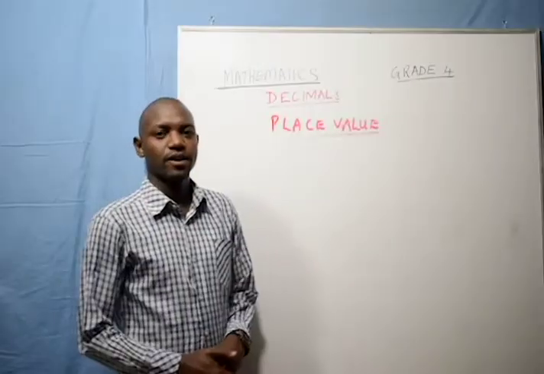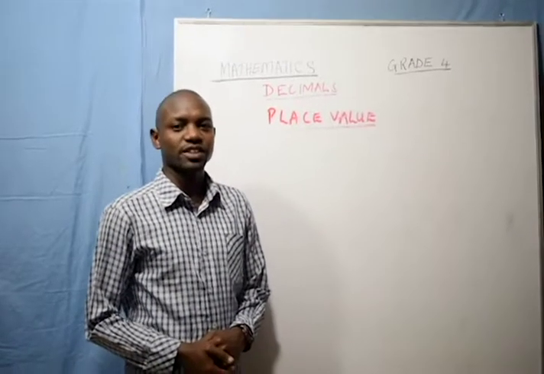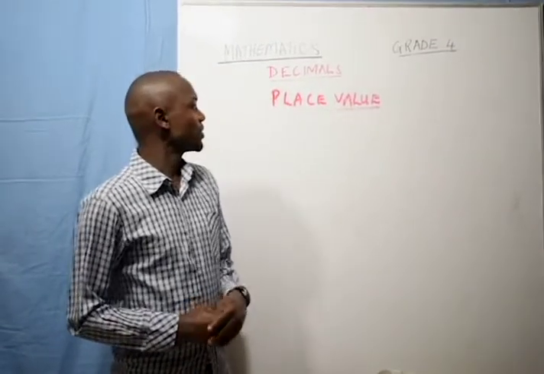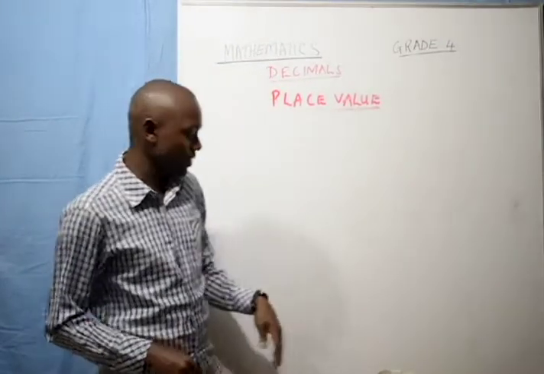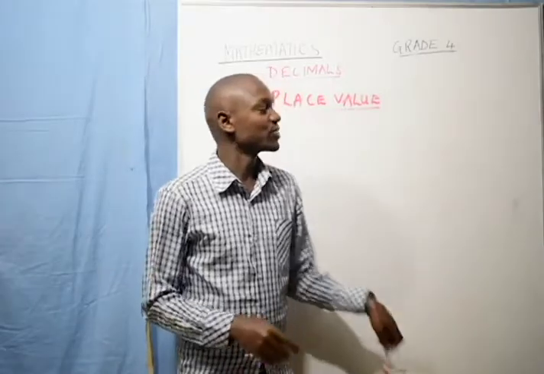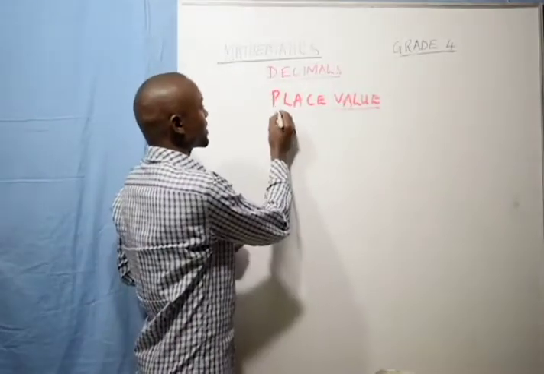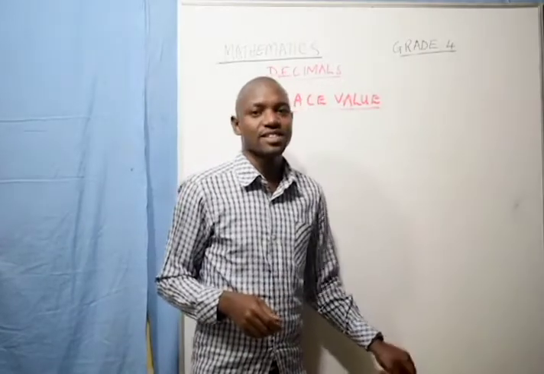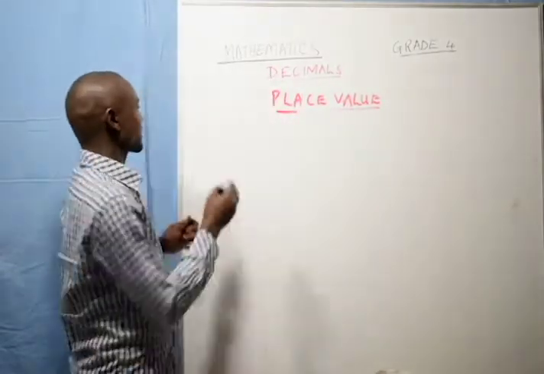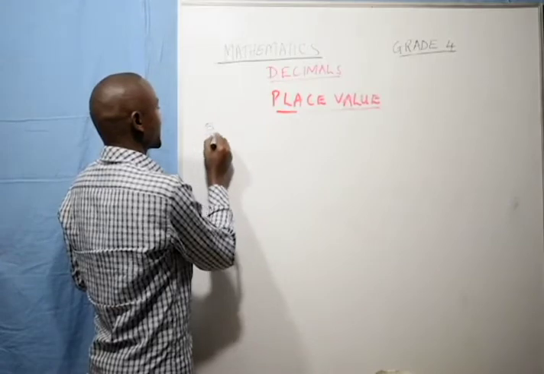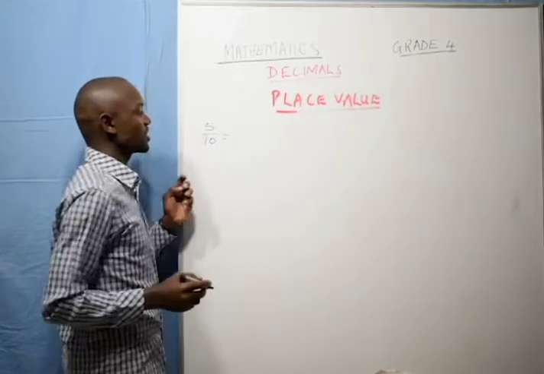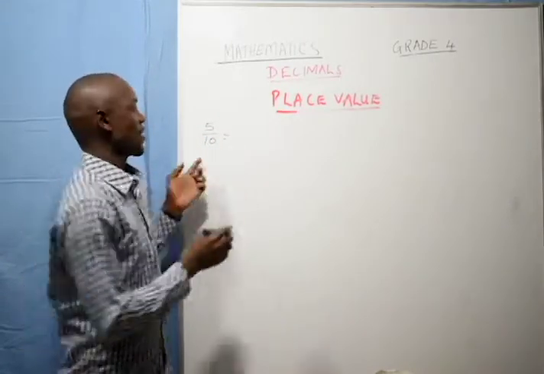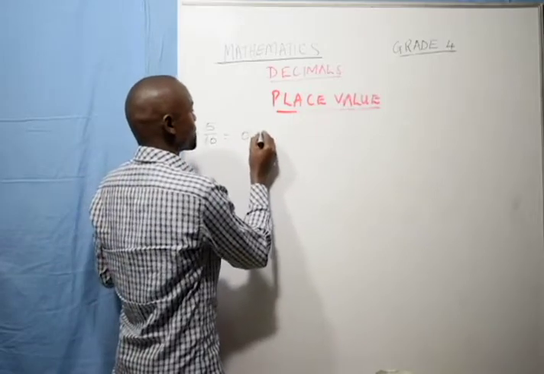Hello, grade 4 pupils. Welcome to today's lesson. Today we are going to look at place value of decimals. In the previous lessons, we looked at how to represent tens and hundreds. We said that tens is a digit that is over 10, for example, 5 over 10. This is what we call 5 tenths, whereby we said it is 0.5.